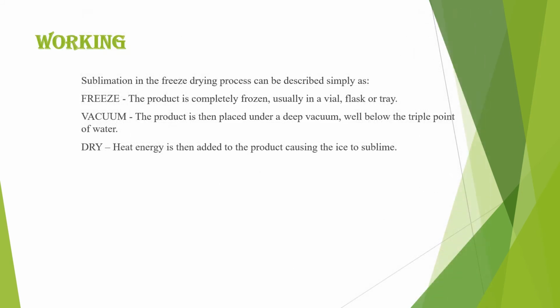So its working. Sublimation in the freeze drying process can be described like this. Freeze means the product is completely frozen, usually in a vial, flask or tray. Next, vacuum: the product is then placed under a deep vacuum, well below the triple point of water. Next, dry: heat energy is then added to the product that causes the ice to sublimate.